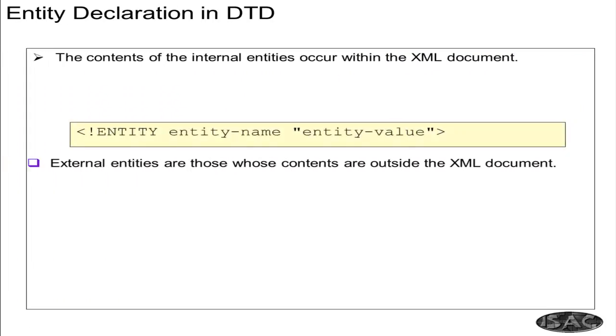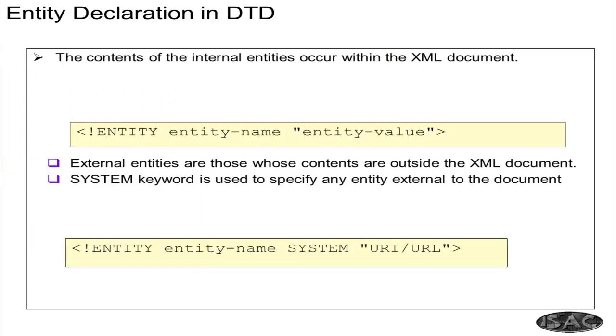Inside the DTD even entity declaration is possible. The way it goes is the same: ENTITY, entity name, entity value. So there is not much here. You have to just declare a few things. Make sure you put the entity name, make sure you put the entity value, and once you put the entity name and entity value, you are pretty much done. So this is what it will do.